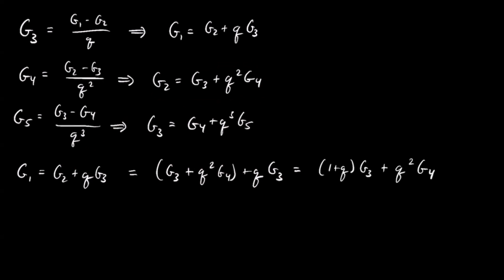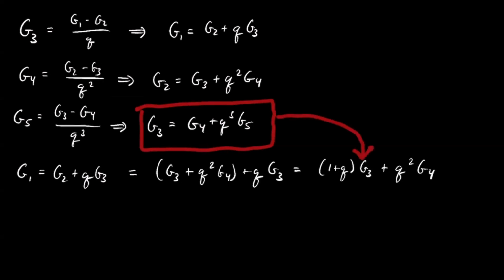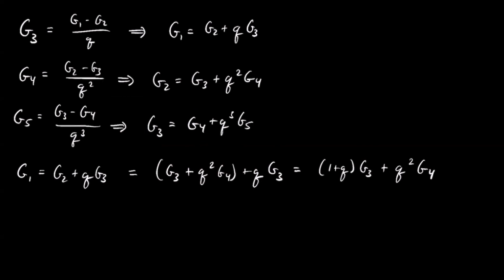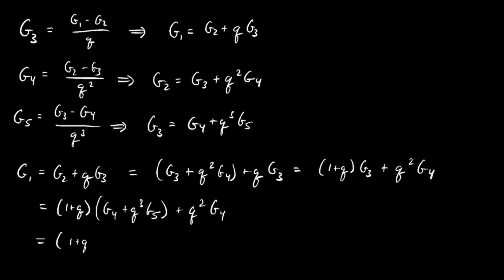Okay, so we have this rewriting of G1. Now, what else do I notice? Well, I have this nice expression for G3 over here. So I'm going to take this expression for G3 and substitute it down here and then continue simplifying. So when I do that, what do I get? I'm going to get (1 plus q) times G3, which gets replaced by G4 plus q cubed G5, plus q squared G4. And I could simplify this a little bit more. When I rewrite this, I get (1 plus q squared) times G4 plus (q cubed plus q to the 4th) times G5.